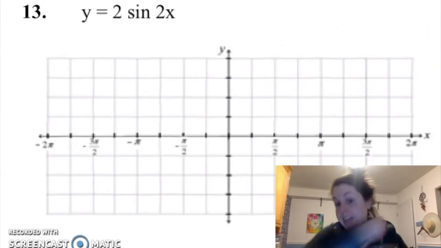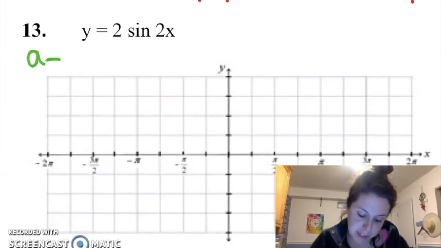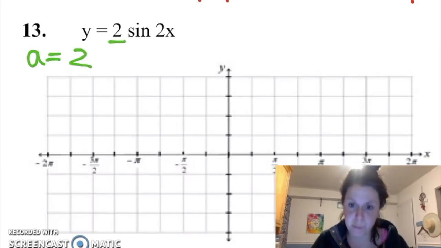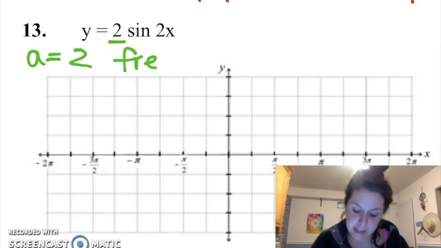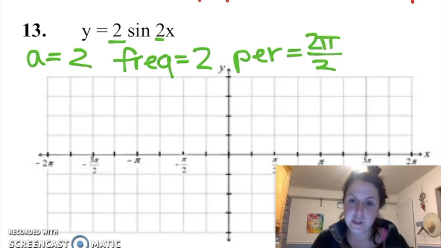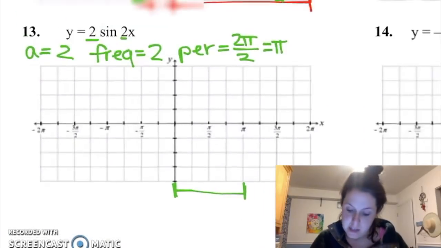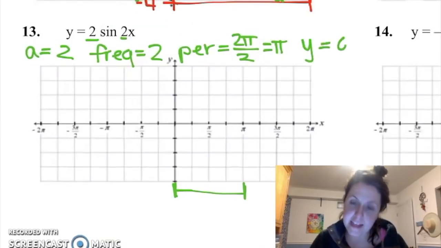Let's do 13. So y equals 2 sine 2x. So amplitude here is your a value, which is 2. Frequency is your b value, which is 2. Period is 2 pi over your b value, 2 pi over 2, which is just pi. So what that tells me is one curve will go from 0 to pi. And the midline is still y equals 0.